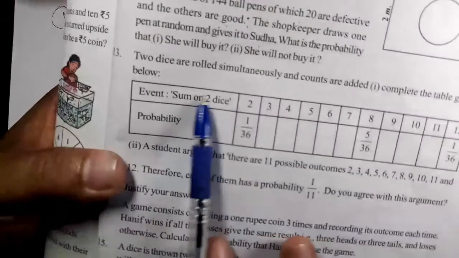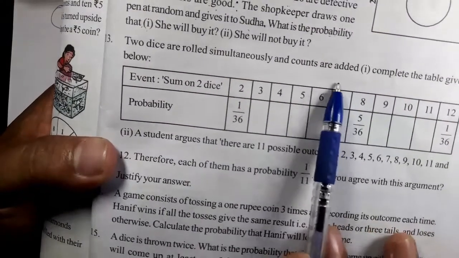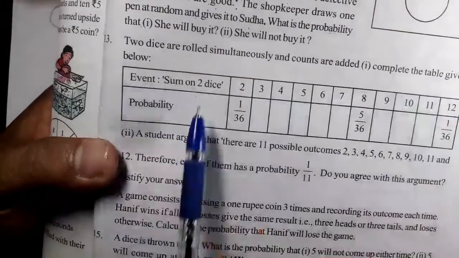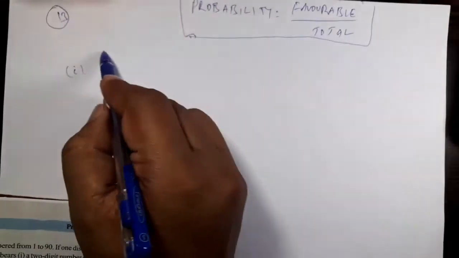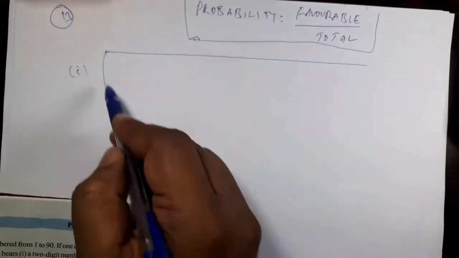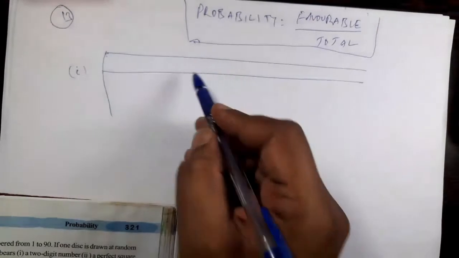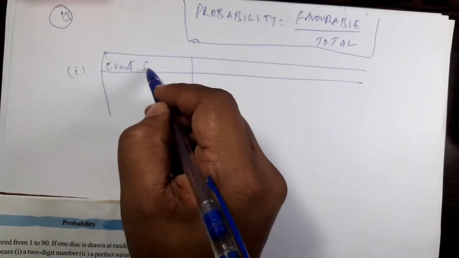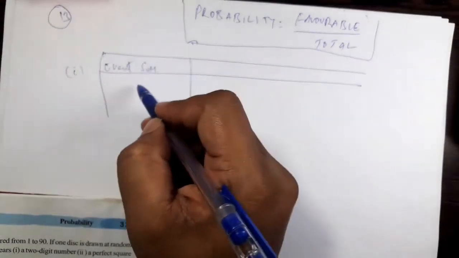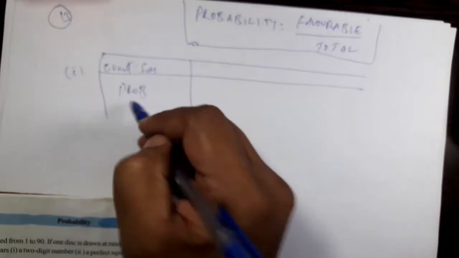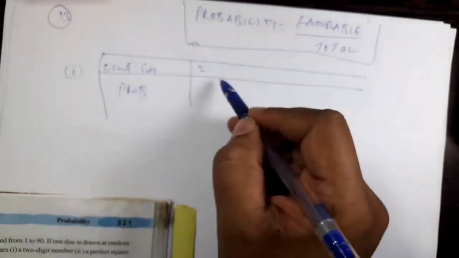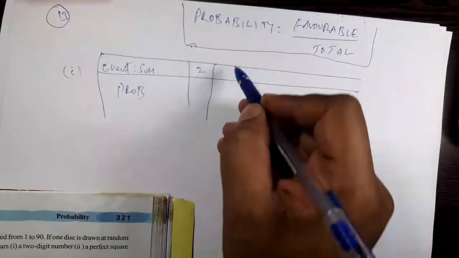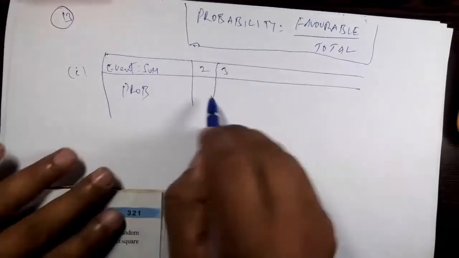Question number 30. Two dice are rolled simultaneously and the counts are added. Complete the table given below. This is the first part. Yes, the first part. You are supposed to complete this table. What is this event? Sum on two dice. This one, probability. The sum is 2. The sum is 3, 4, and so on up to 12.